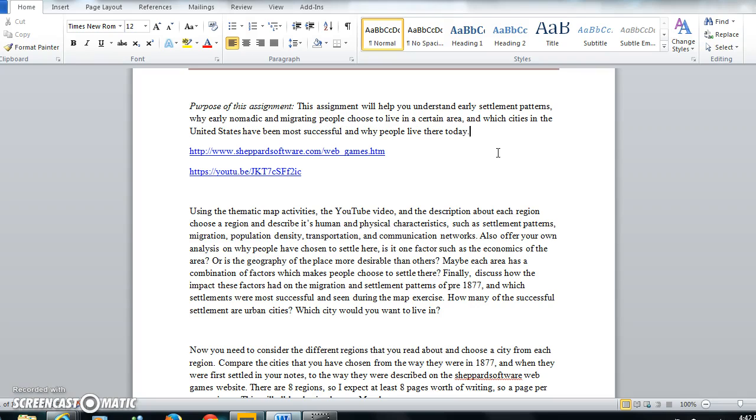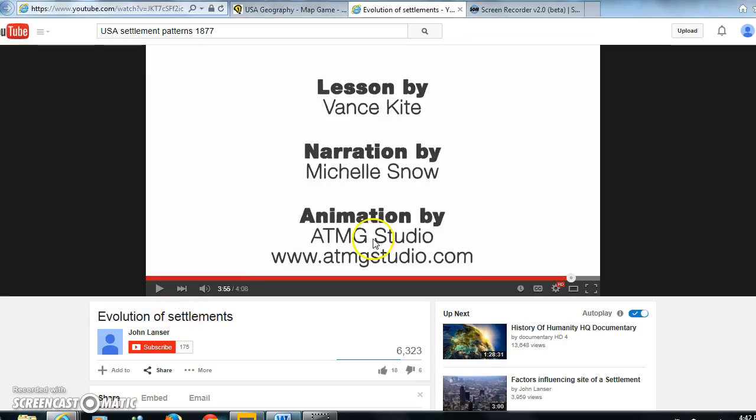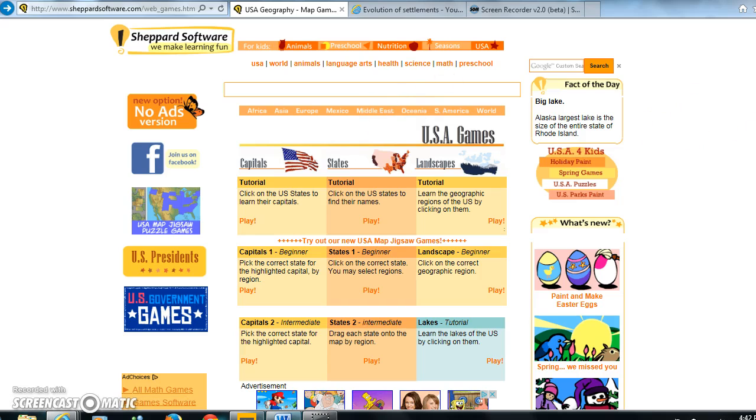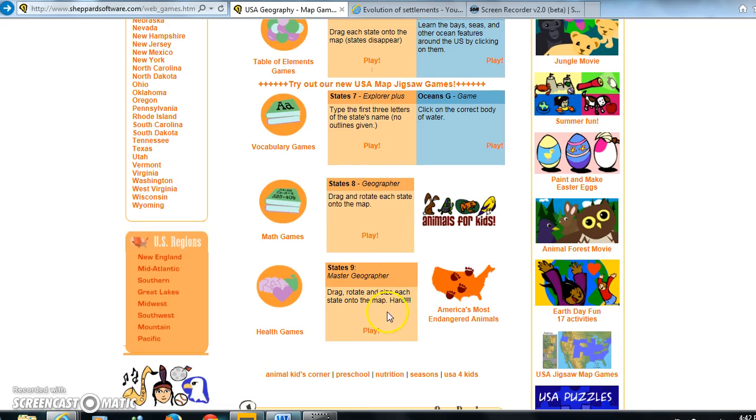We have a lot of information about why people moved where and why they live there from the past. We're going to have a little overview of what the regions are like today so you can do some comparing and contrasting. So the first thing we're going to do is go to shepherdsoftware.com/webgames. I already have mine open. I know this is web games. I know you're all getting excited, so just hold on tight. We're going to go down to the Master Geographer.